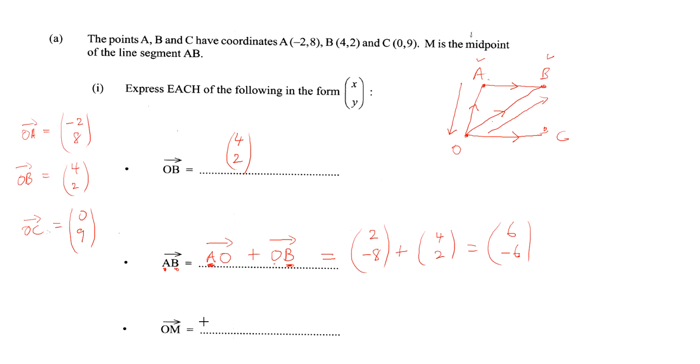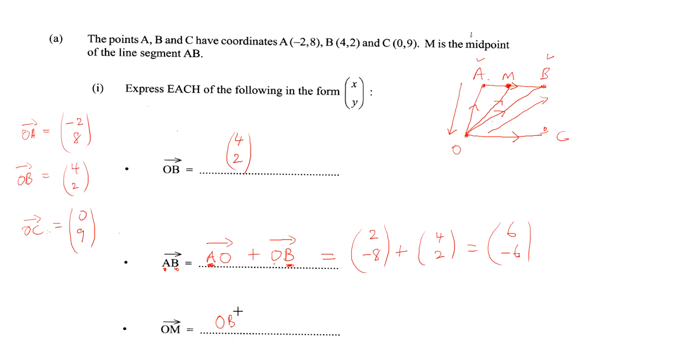And then we want to find OM now. So what is that about M? M is the midpoint of the line segment AB. So M is the midpoint. M is somewhere here. So this is M. And we want to find OM. So we want to go from here to here. So OM, we need to start at O. So we can go OB.